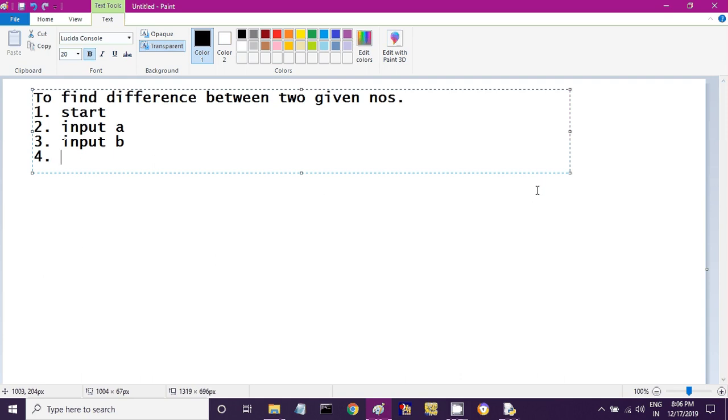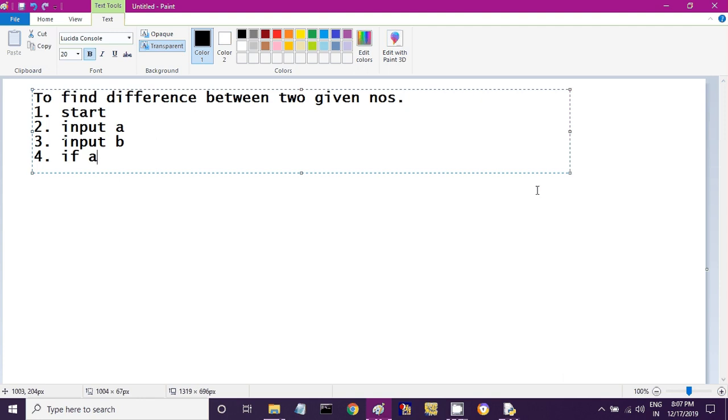Now I have to find out the difference. A lot of people think that A minus B is the difference. If A is bigger than B, then A minus B is the difference. Please remember, suppose B is bigger than A, then you have to take B minus A as the difference.